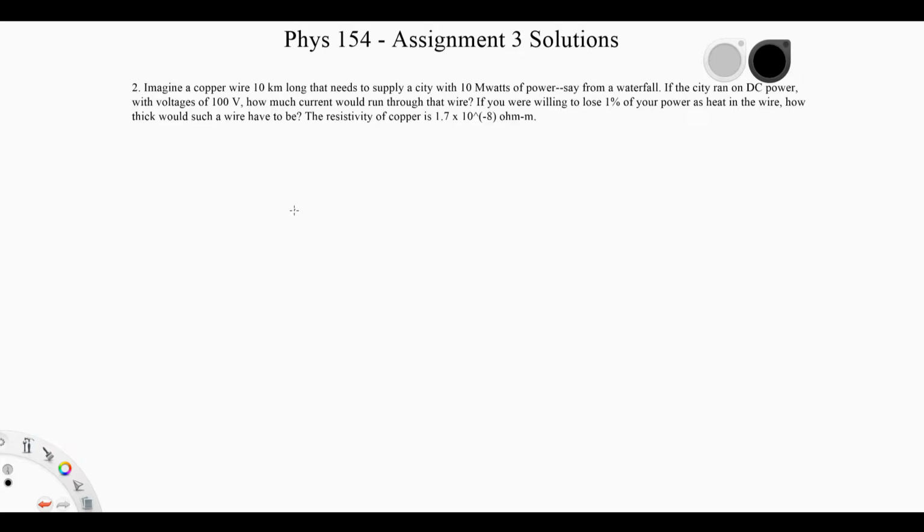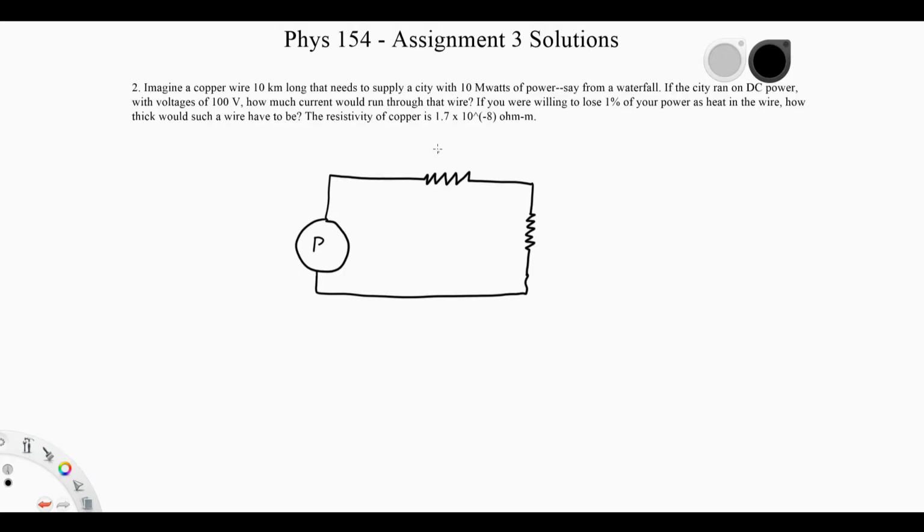Okay, so the way we're going to look at this is as a pretty simplified circuit, where we have something supplying some power through some line, where this line itself is going to have some resistance. It's eventually going to reach the city, which is also going to act as its own resistor. And then it'll complete the circuit. So we'll call the line resistance R line, while we call the city resistance R city.